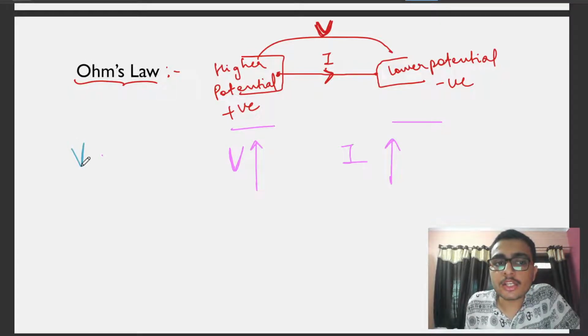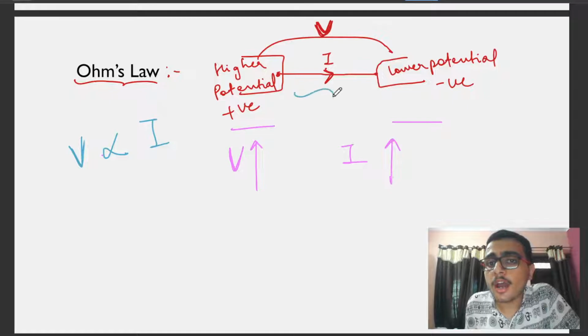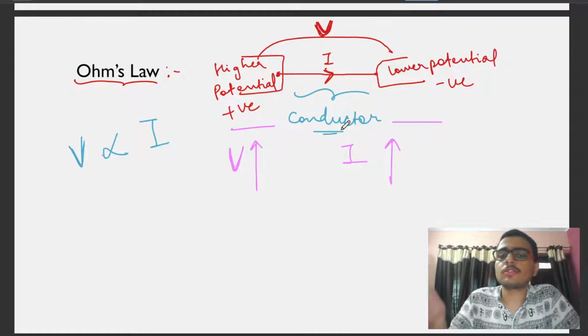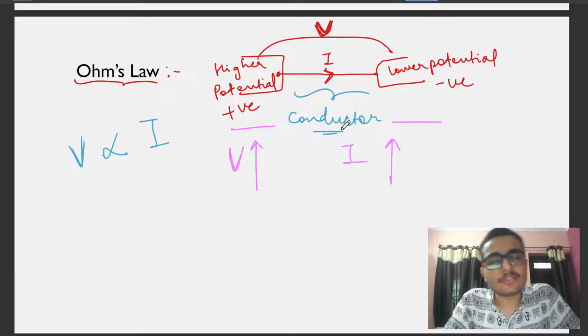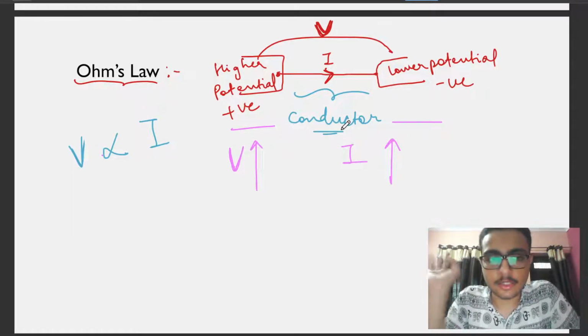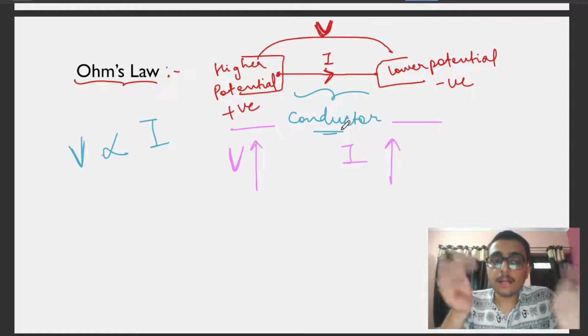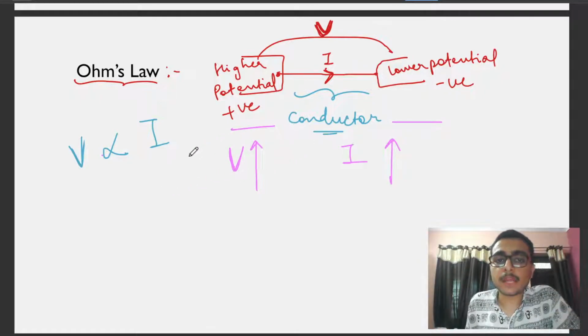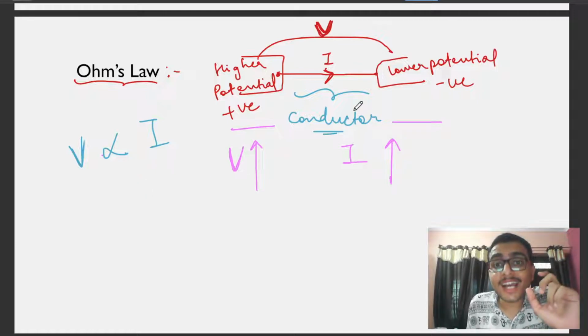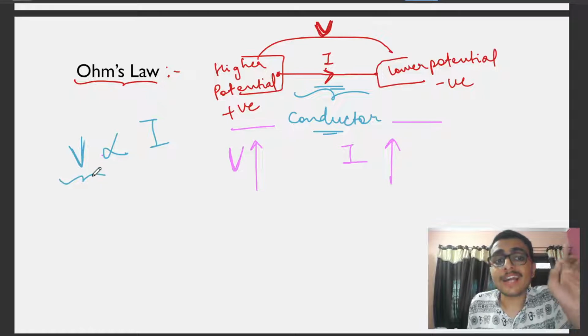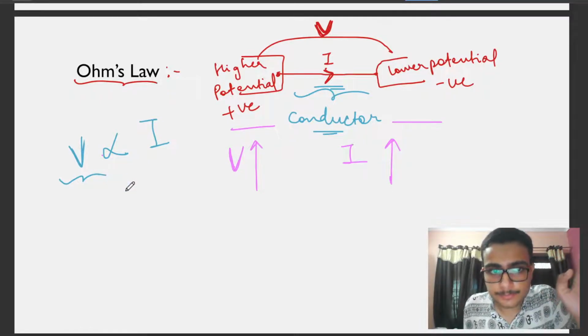This implies potential difference V is proportional to the current flowing through the conductor. Now what is a conductor? A conductor is anything that allows the flow of current. What is an insulator? What is a semiconductor? That we will discuss later. Don't worry. For the time being, the current flowing through the conductor is directly proportional to the potential difference applied across the ends of the conductor.